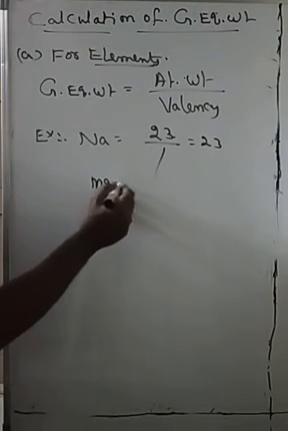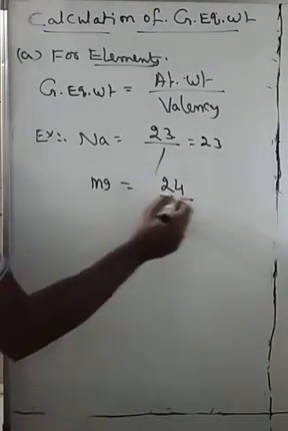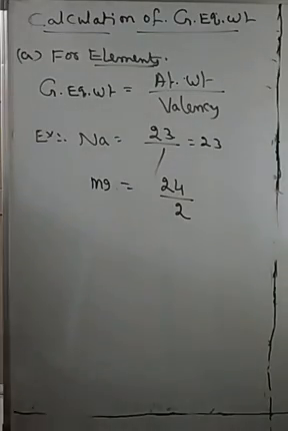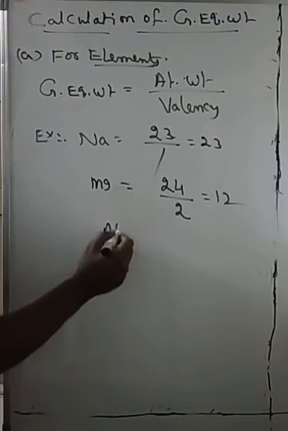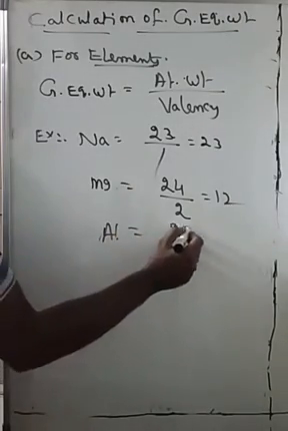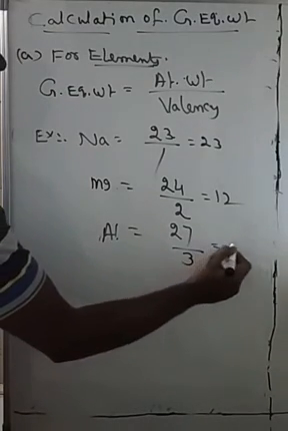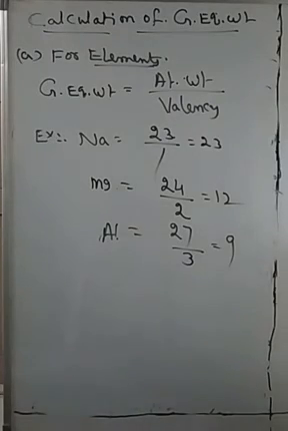Whereas, take magnesium. Magnesium atomic weight is 24. But what is magnesium's valency? 2. Here there are 2 valence electrons. That is why the equivalent weight is 12. Like aluminum, atomic weight is 27. Here valency is 3, so it becomes 9. Like that, we find the equivalent weight of elements.